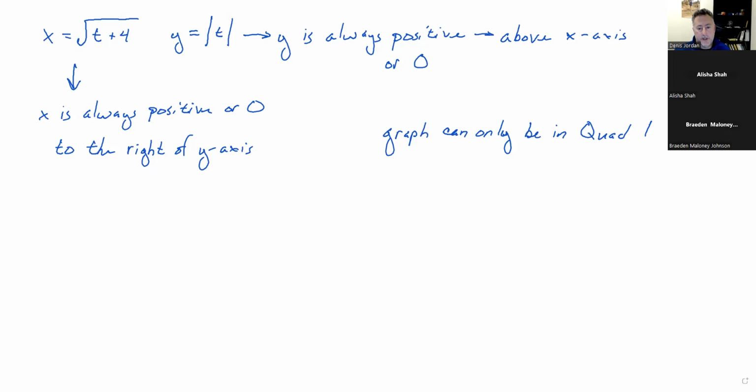Yeah, so since they restricted t to be either positive or 0, that meant the same thing would be true for the y. And then for the x, it would have to be 1 or larger. So yeah, it couldn't go below the x-axis in that case, or to the left of 1. Got it.